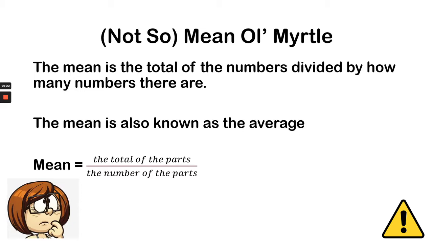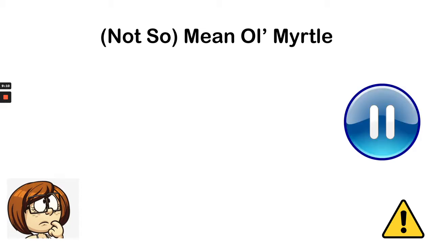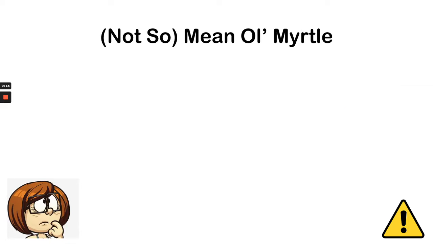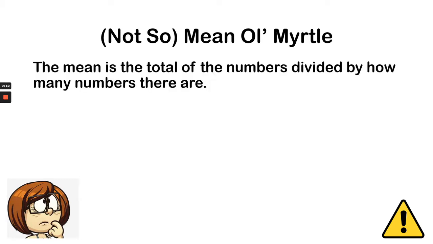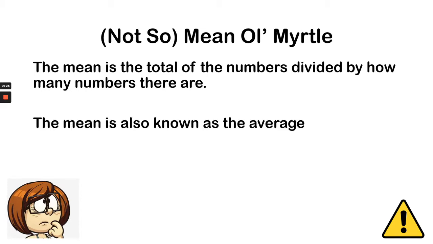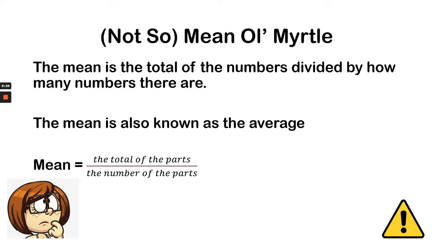Take a moment to look through these and see if you can remember these facts, because we're about to pause the video and try to write them down ourselves. All right, they're hidden. Pause your video and see if you can write down anything you remember about the mean. All right, let's see what you've remembered. The mean is the total of the numbers divided by how many numbers there are. The mean is also known as the average. Mean is equal to the total of the parts divided by the number of the parts.